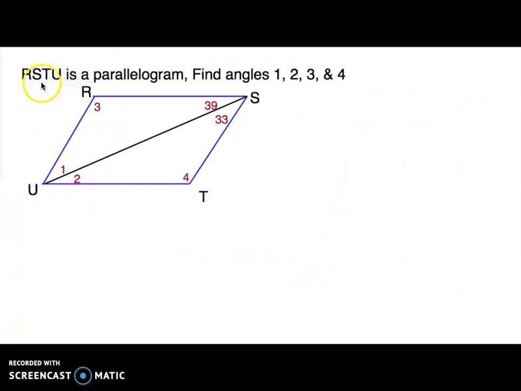Here's our last example problem, and I can see for this one we have parallelogram RSTU, and this is the parallelogram that we're working with. We have to find angles 1, 2, 3, and 4. So I can see here I have angle 1, angle 2, angle 3, and angle 4. Here are my two givens, so I need to use this information to try to solve for these. So I'm going to pause the video now. You see if you can figure out how you would solve for those angles given these two.